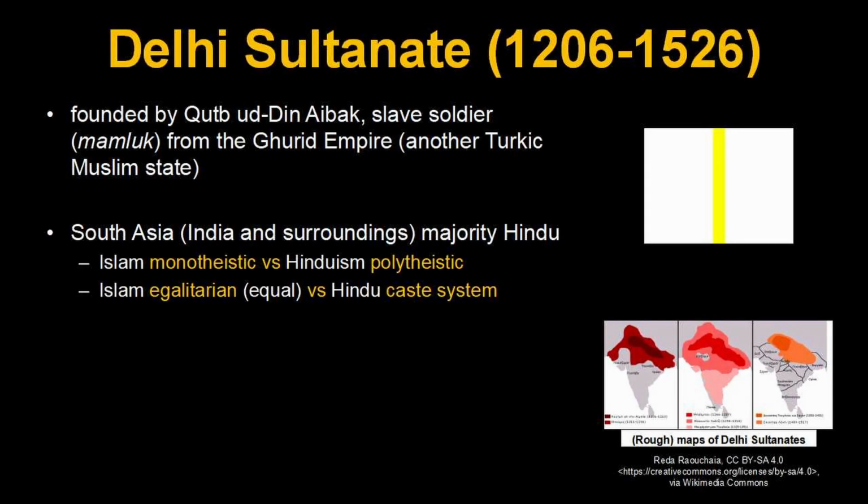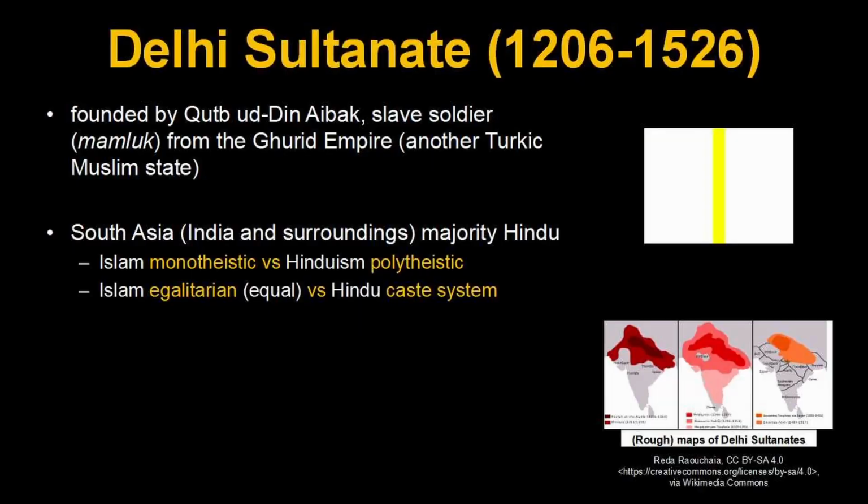Just know that Turkic peoples had been raiding, pillaging, and conquering India for almost 200 years before the establishment of the Delhi Sultanate. Now, whereas the Seljuks were first expanding into already Muslim areas, and later into Christian areas, the Delhi Sultanates found themselves in control of a majority Hindu population.